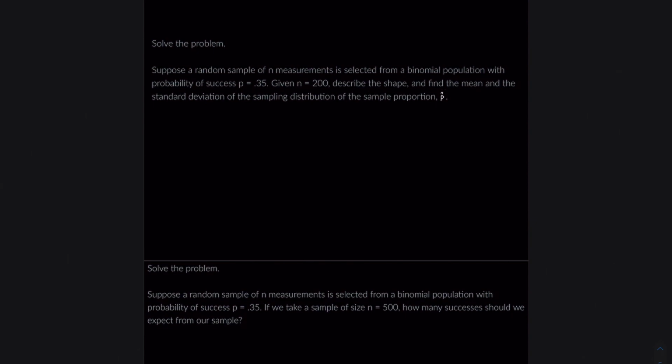And so remember, our central limit theorem for proportions says we need at least 10 successes and at least 10 failures. So successes would be np, so 200 times 0.35, and this is the same thing as 70. And then our failures is 200 times 1 minus 0.35, which is 0.65, and this is equal to 130. So that checks out for our central limit theorem, and that says in the first part of this problem, which is describe the shape, this would be normal.